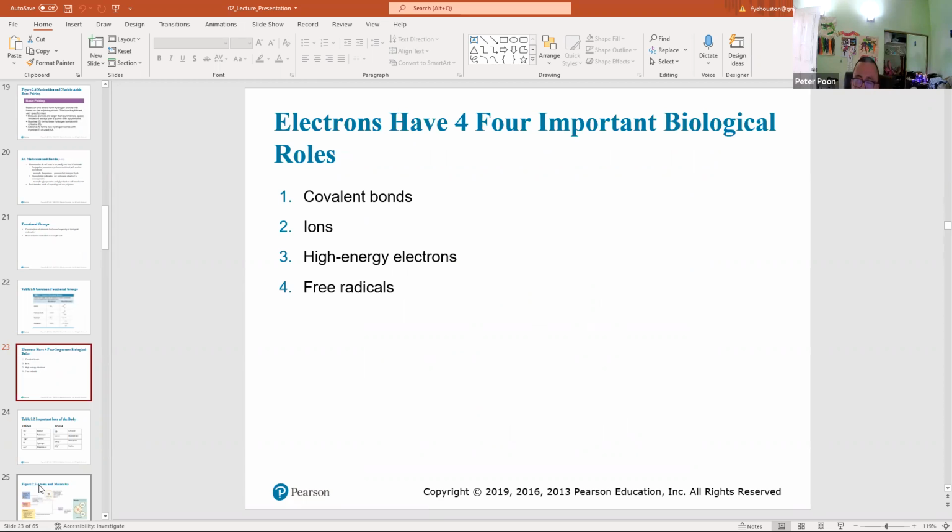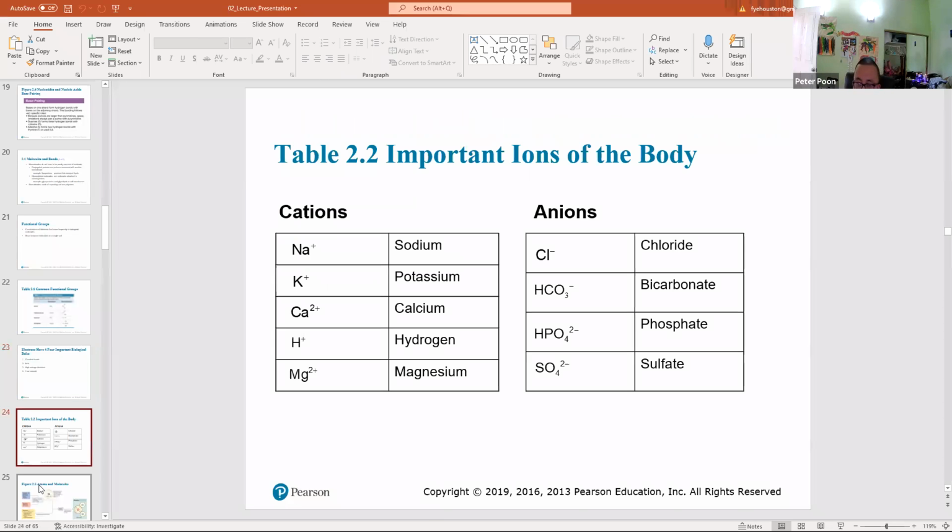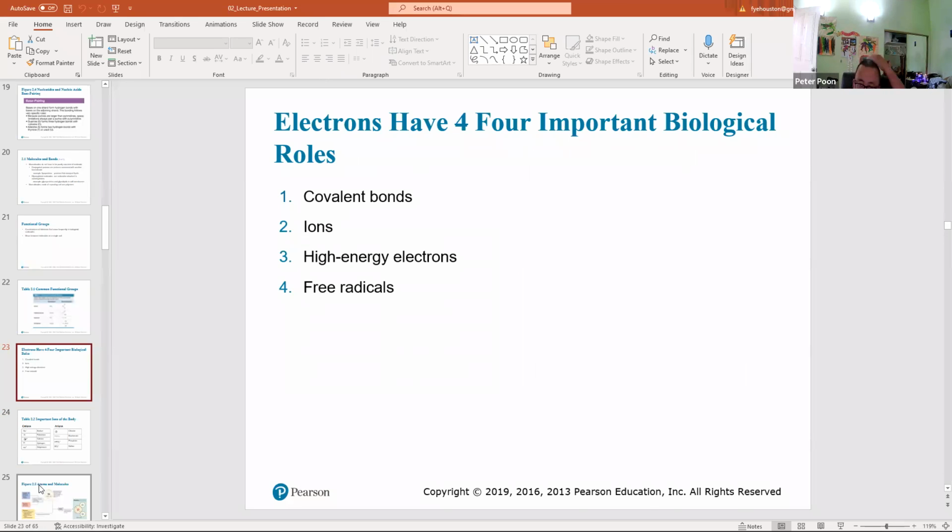Okay, electrons. So, about what electrons do. Electrons have 4 important biological roles. They form covalent bonds, they form ions, they form high energy electrons, so they're used to transfer energy from one place to another. And last, they form free radicals, and that's actually a byproduct. That's actually damaging for the most part.